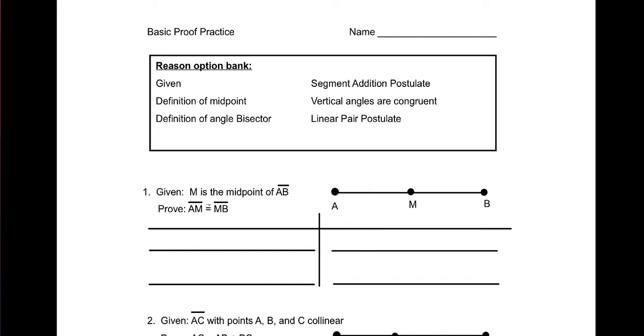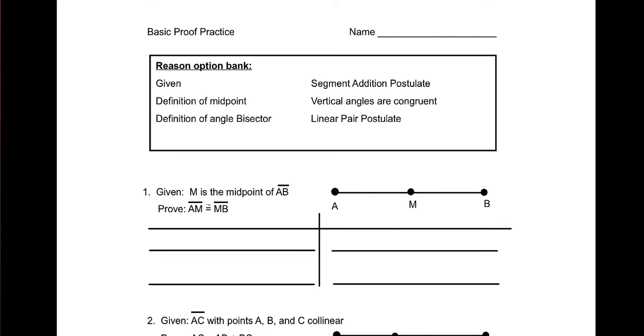Practice some very basic proofs, just to get the hang of the structure that we are going to be focusing on for proofs, and to practice some of the rules that we learned during the first unit of the course. So we're just going to be doing some two-step proofs.